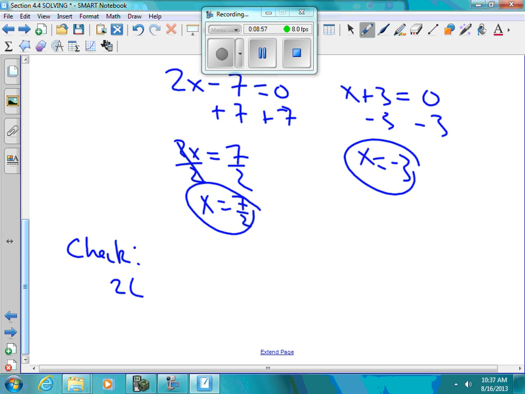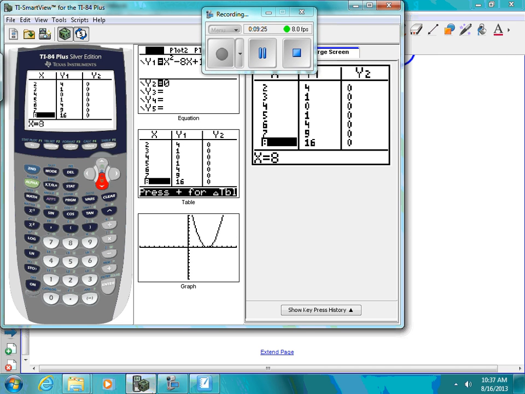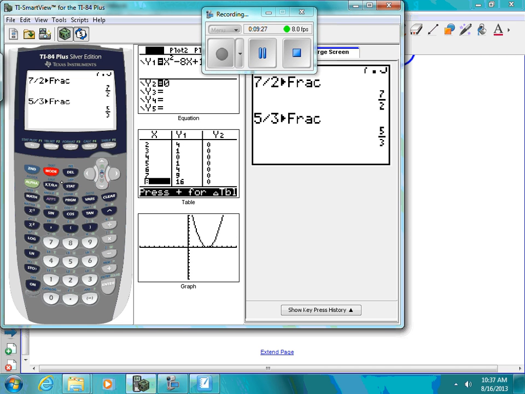Now obviously, if it's a multiple choice test, graph it, see where it crosses, plug these in to the calculator, see if you get the answers. But I just want to show you once again how I would plug these in by hand in case I don't check every single one. I expect that you will be checking them. So when I do this, 2 times 7/2 squared minus 7/2 minus 21, this is really all I'm going to expect you to write down. At this point, you can go to your calculator. That's what the calculator's for.